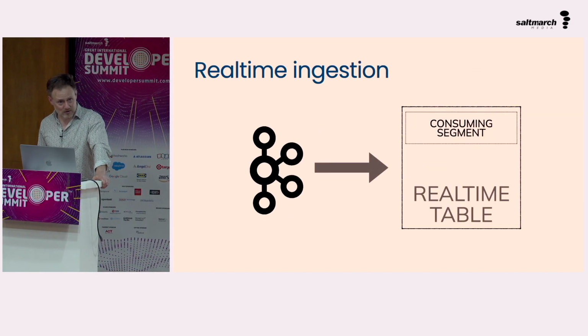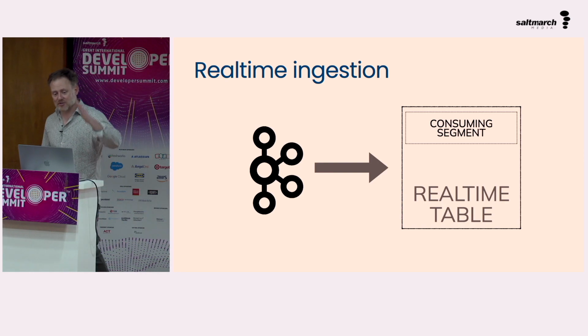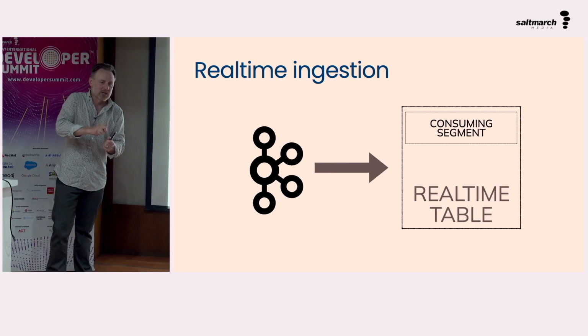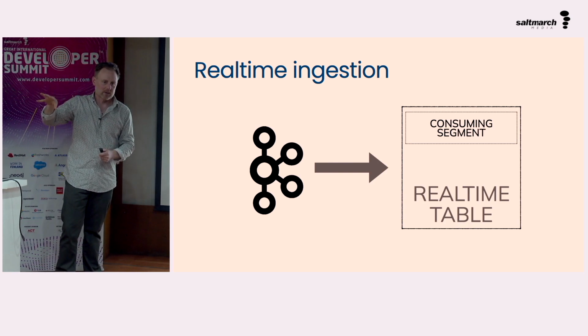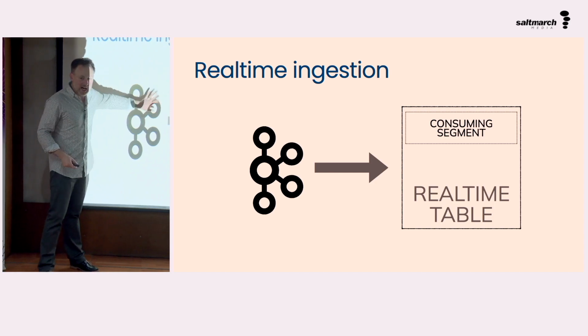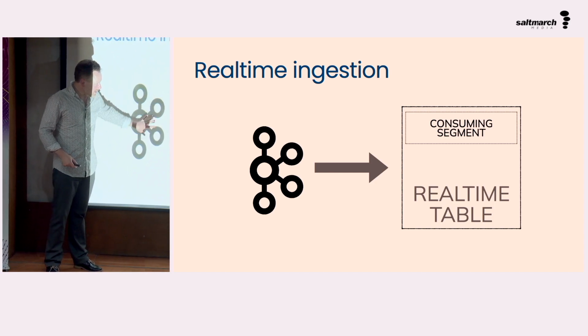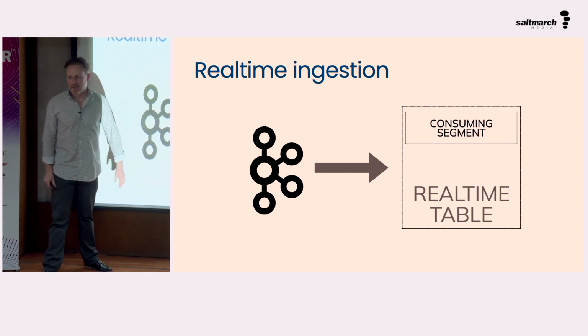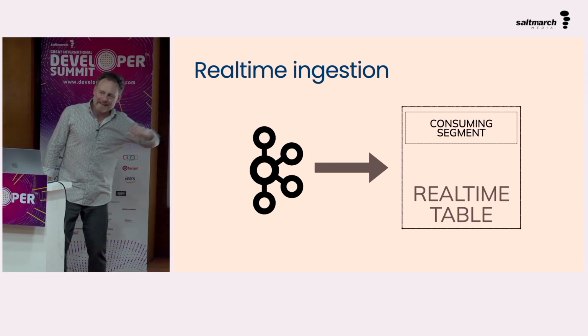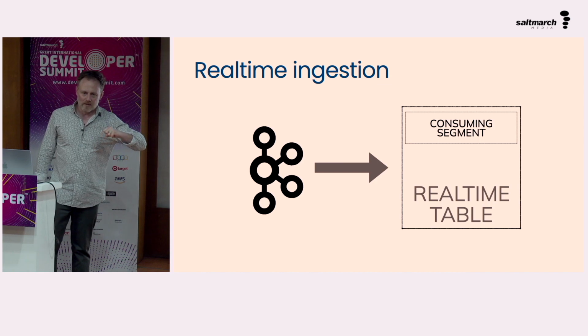Now, real-time ingestion. You got to do batch ingestion before you do real-time ingestion, because real-time ingestion is batch ingestion plus a little bit of magic. Now, there's Kafka, and we're ingesting from Kafka into a table. Pinot is directly consuming from the topic.